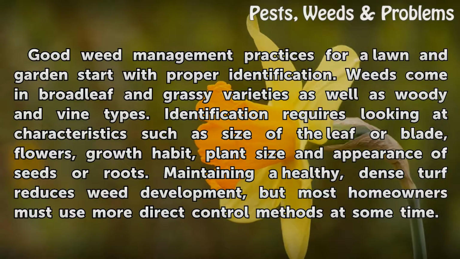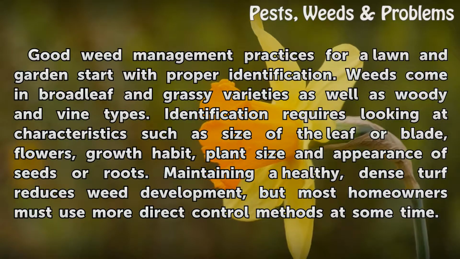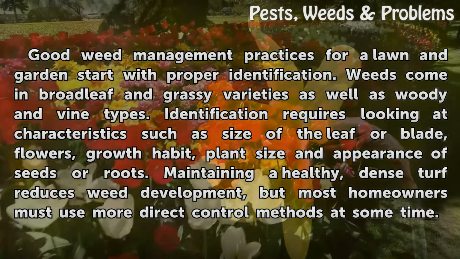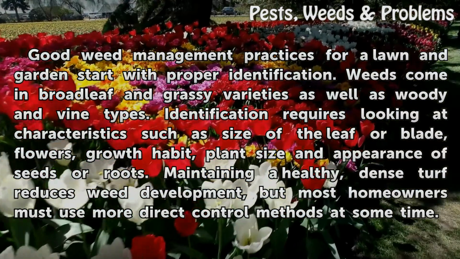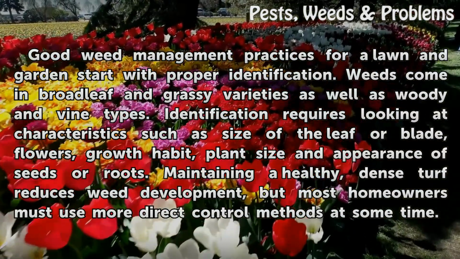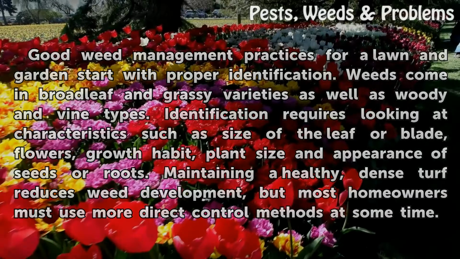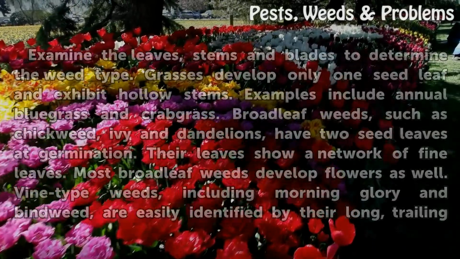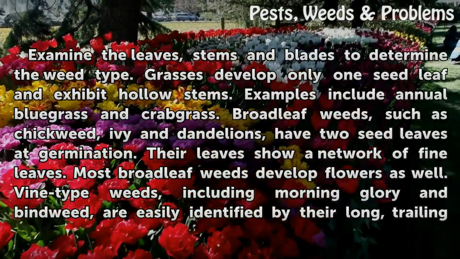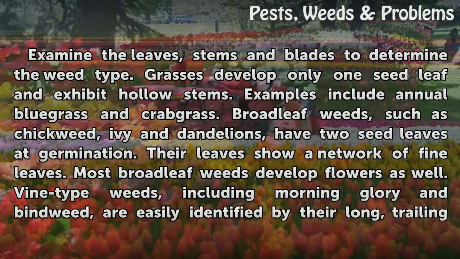Good weed management practices for a lawn and garden start with proper identification. Weeds come in broadleaf and grassy varieties as well as woody and vine types. Identification requires looking at characteristics such as size of the leaf or blade, flowers, growth habit, plant size and appearance of seeds or roots. Maintaining a healthy, dense turf reduces weed development, but most homeowners must use more direct control methods at some time. Examine the leaves, stems and blades to determine the weed type.